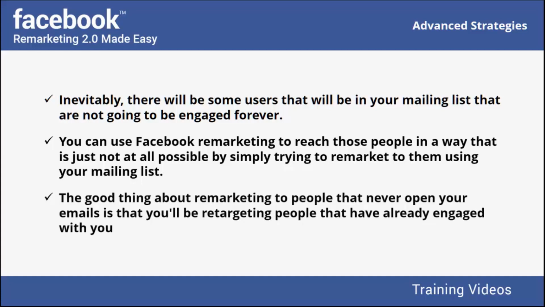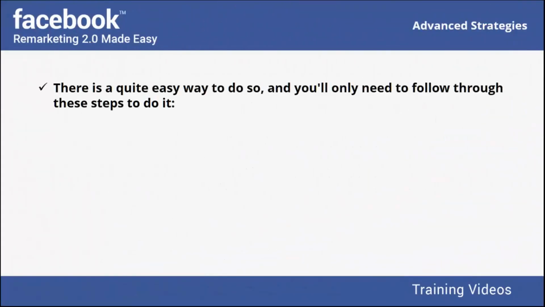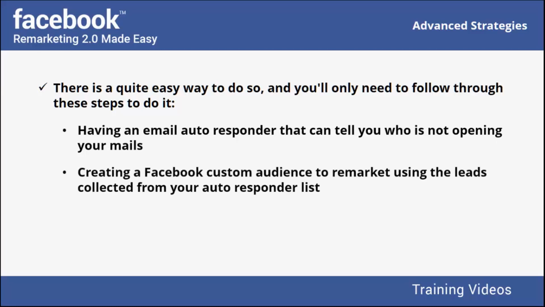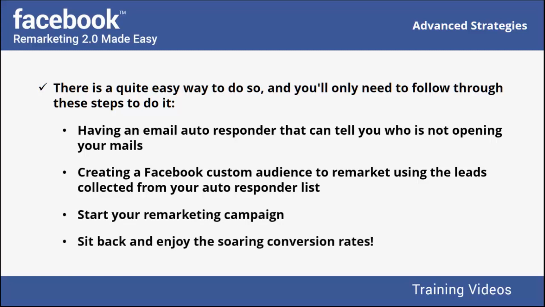The good thing about remarketing to people that never open your emails is that you'll be retargeting people that have already engaged with you or that have maybe purchased from you before. So let's get on task and make them come back. There is a quite easy way to do so, and you'll only need to follow these steps. Having an email autoresponder that can tell you who is not opening your mails. Creating a Facebook custom audience to remarket using the leads collected from your autoresponder list, start your remarketing campaign, and sit back and enjoy the soaring conversion rates.